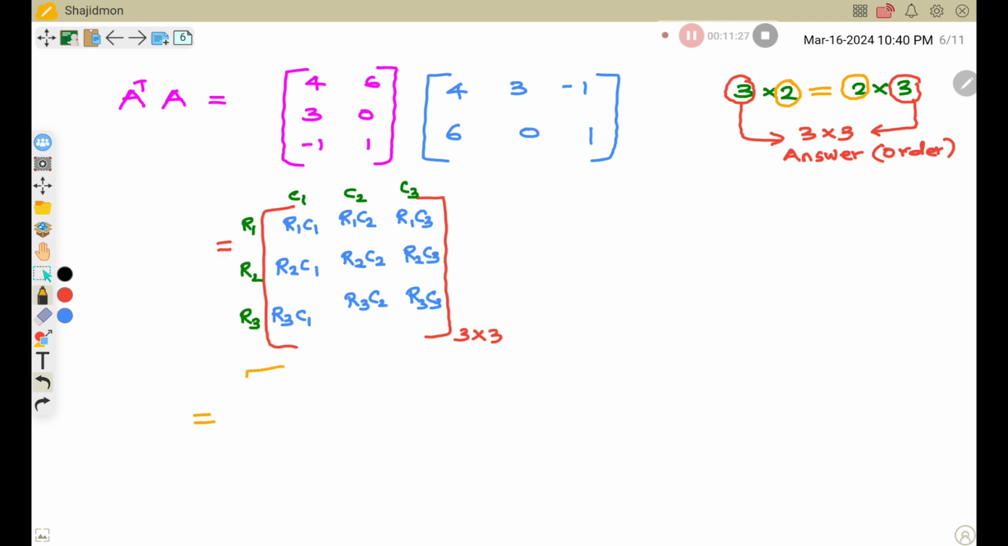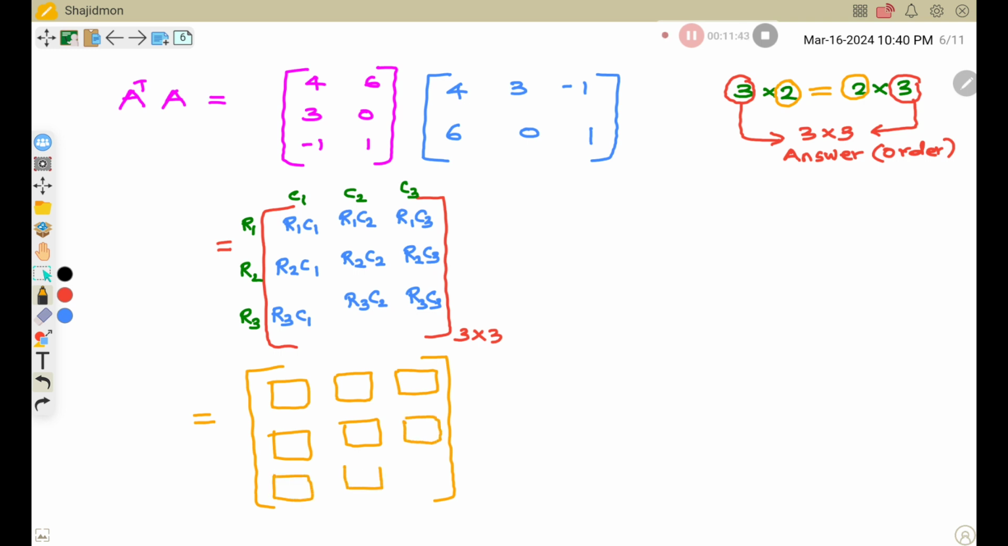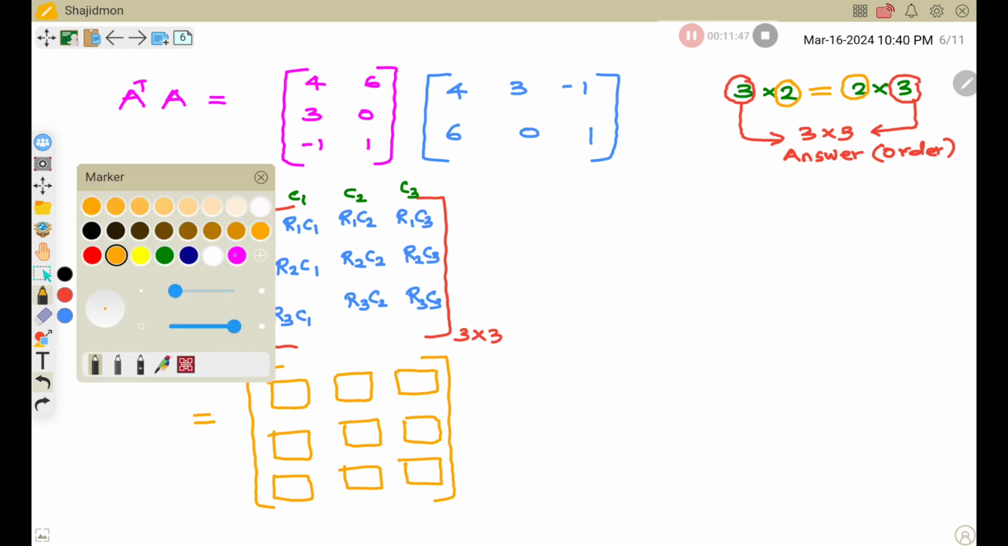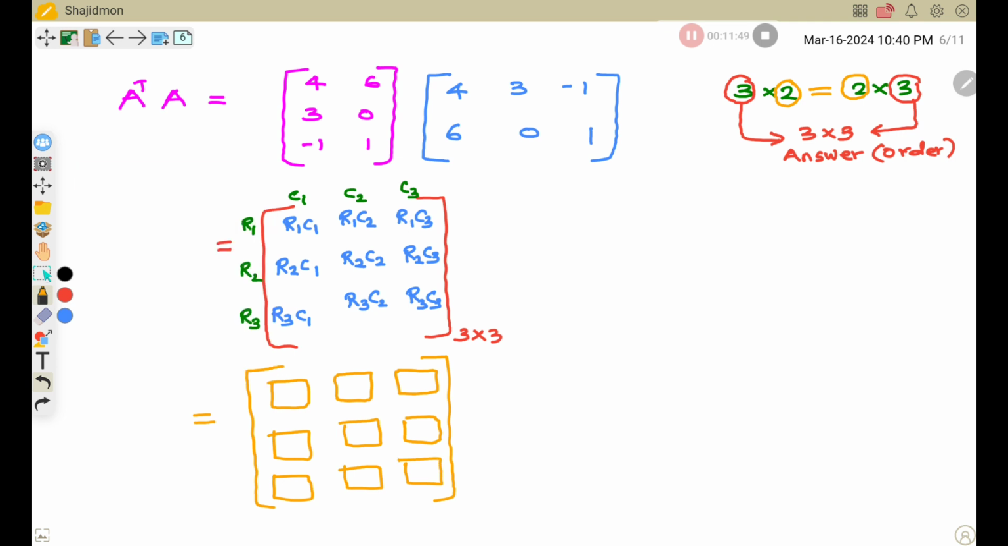So that we will get the 3 by 3 matrix here, okay? So we need to calculate the first number here, second number here, third number here, okay? And similar way second row and third row, correct? These 9 numbers one by one we need to calculate here. So let us start the multiplication process here.